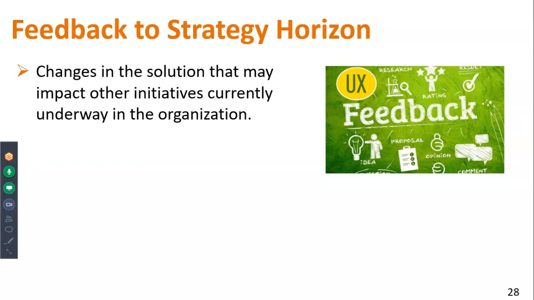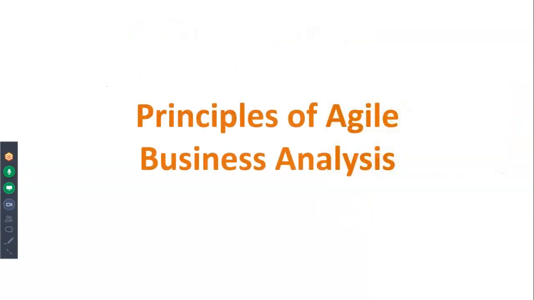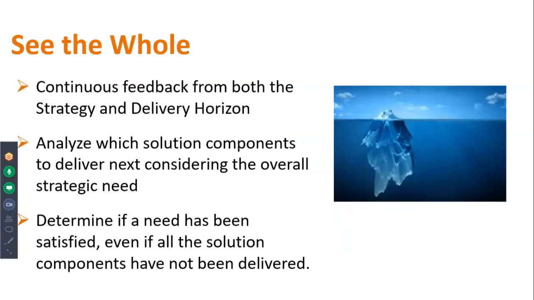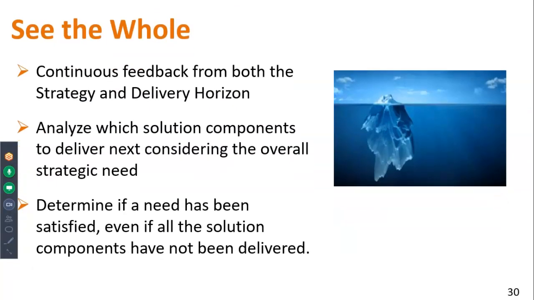And from the initiative horizon to the strategy horizon, obviously we're feeding back what we've done, what the results and outcomes have been, so that at the strategic horizon somebody can look at it and say, are we on track to meet our strategic goals? The principles of agile business analysis, and some of this is going to be just reinforcing, looking at it from a slightly different perspective. You want to review these things.